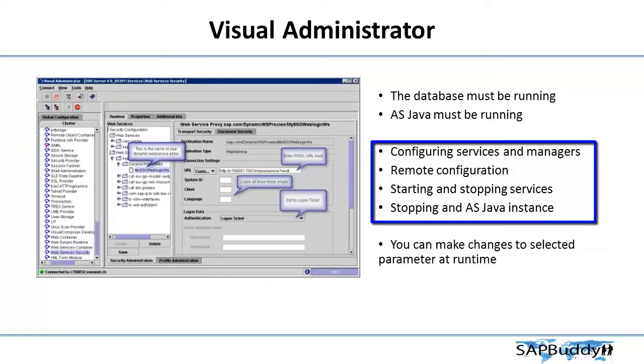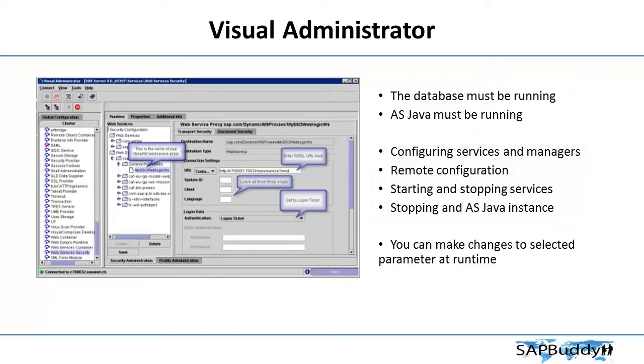So you can see the details here. Most of the time, what we will use the Visual Administrator for is parameters which can be changed in the runtime environment while the system is running. It's like the dynamic parameters we have seen in our ABAP parameter changes.